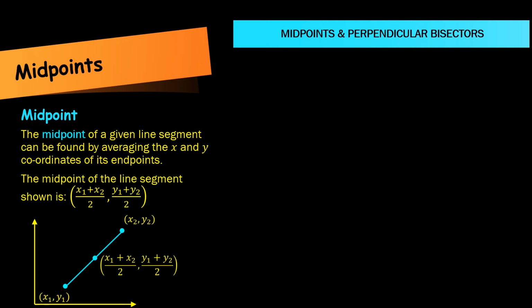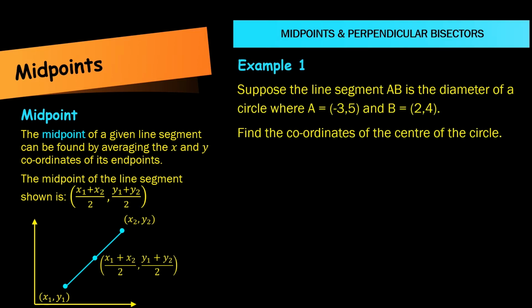The midpoint of a given line segment can be found by averaging the x and y coordinates of its endpoints. The midpoint of the line segment shown is (x1 + x2)/2, (y1 + y2)/2. Let's take a look at an example. Pause the video and have a go. Press play when you're ready to view the solutions.